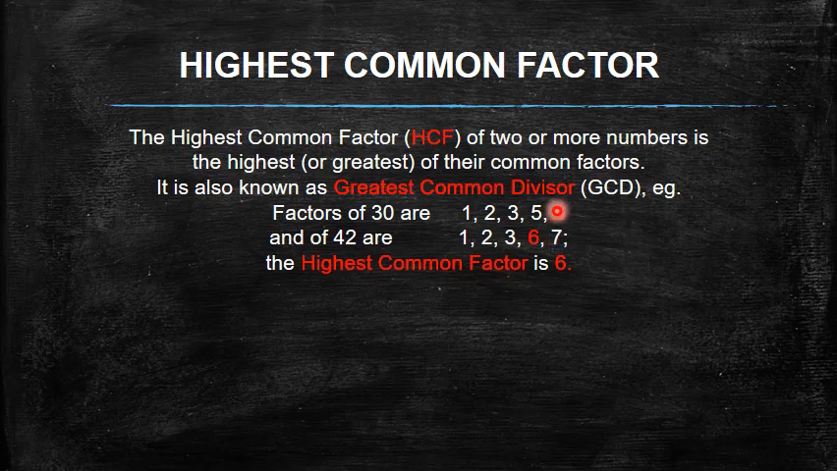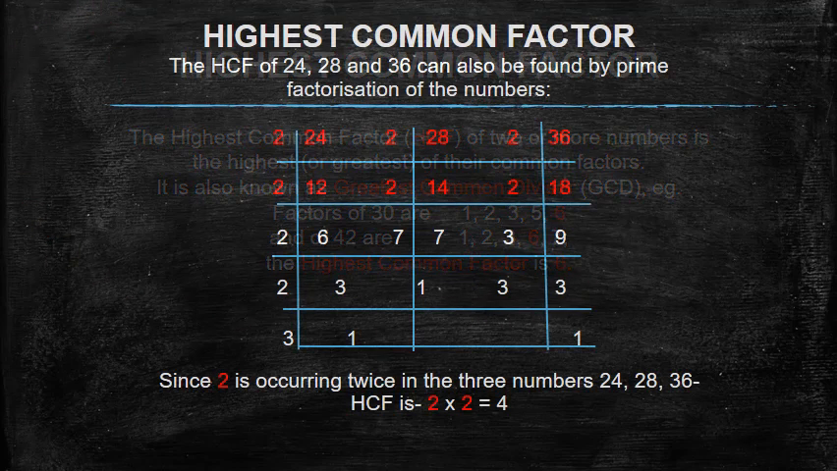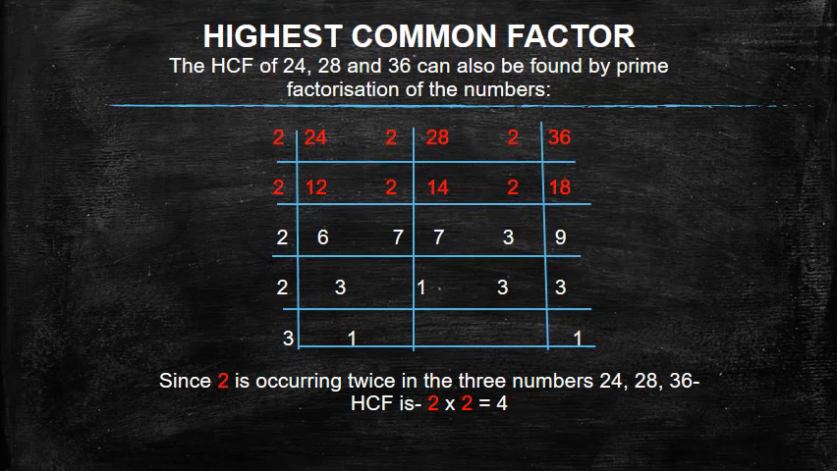So we have the greatest number, which is a factor of both the numbers in this case, is called the highest common factor of 30 and 42. Whatever be the numbers, two or more numbers, as we said, you have to find which is the greatest among the factors of those numbers, which will become the highest common factor. Let us find the HCF by another method.